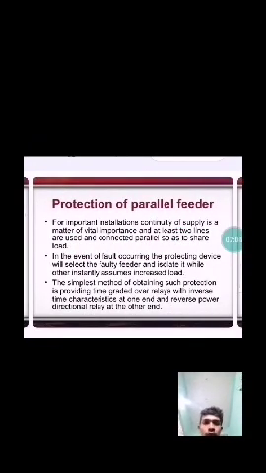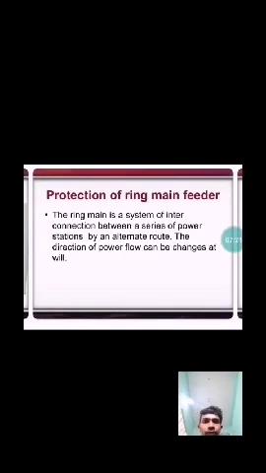The protection of parallel feeders. The importance of installation is considering the continuity of supply. Two lines are used to connect two parallel feeders. In this case, a fault in the connection is detected by the protective device, which selects and isolates the faulty feeder. Diagram. Protection of ring main feeders.